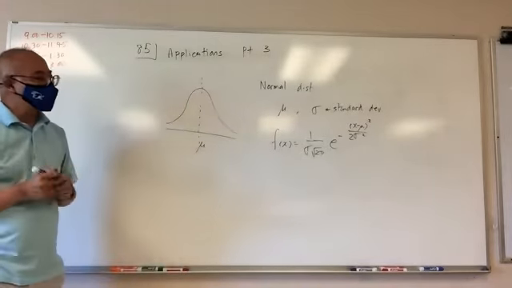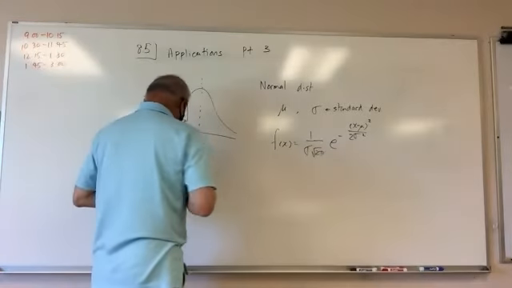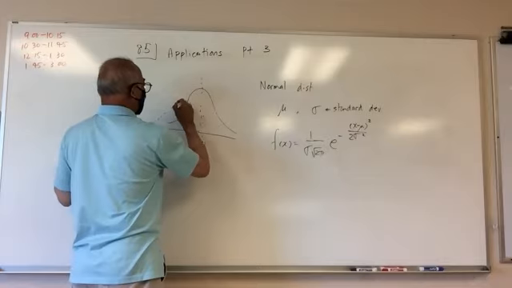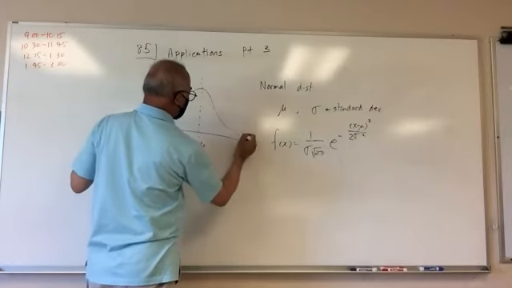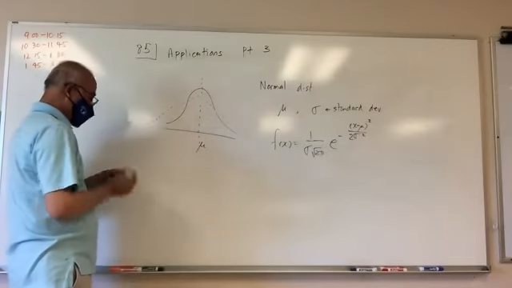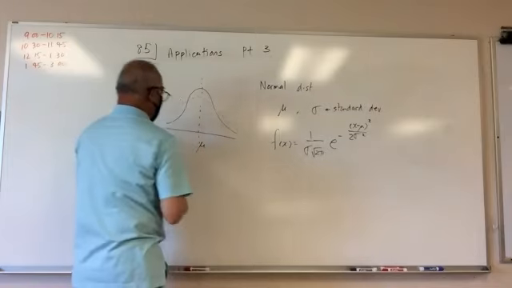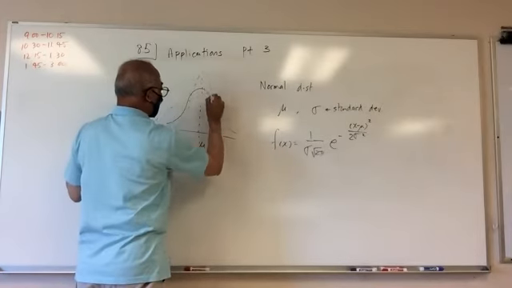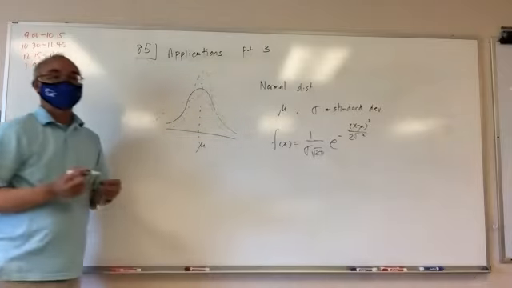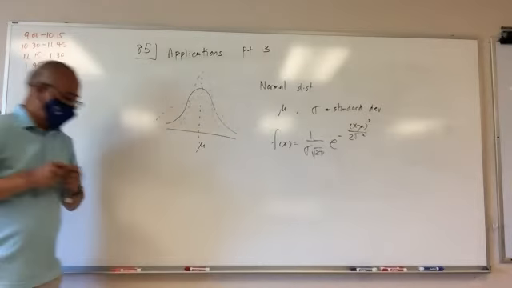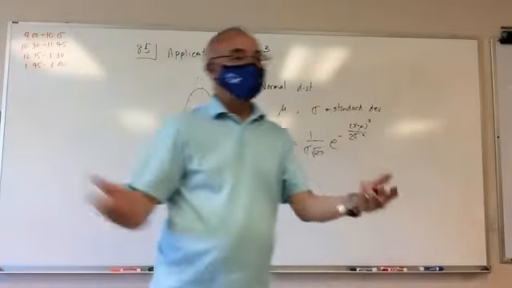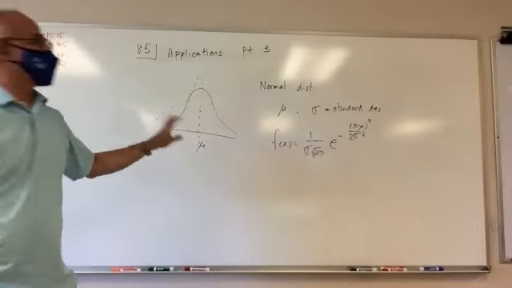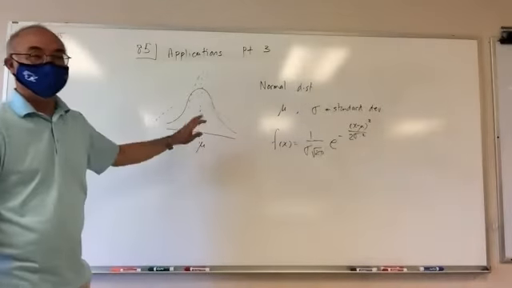The larger the standard deviation, the flatter your graph is going to be, like this. The smaller the standard deviation, the more pronounced it's going to be, like this. And just for your edification, if you're doing statistics, you want the green one, because it's easier to predict what it's going to be.